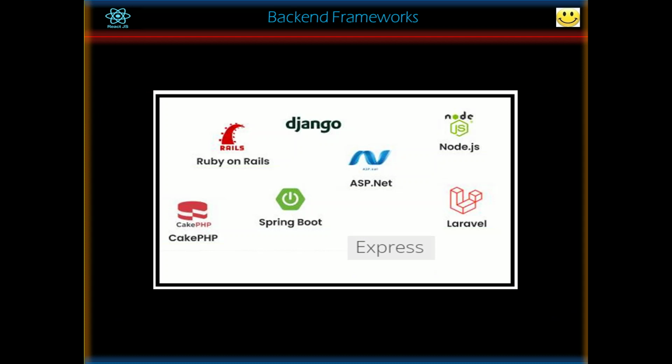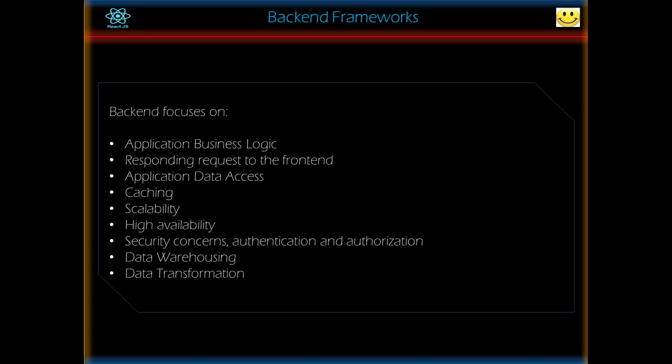You can see here the backend frameworks: Ruby on Rails, Cake PHP, Spring Boot, Django, ASP.NET, Express, Laravel, Node.js. Backend focuses on application business logic, responding to requests from the frontend, application data access, caching, scalability, high availability, security concerns like authentication and authorization, data warehousing, data transformation.